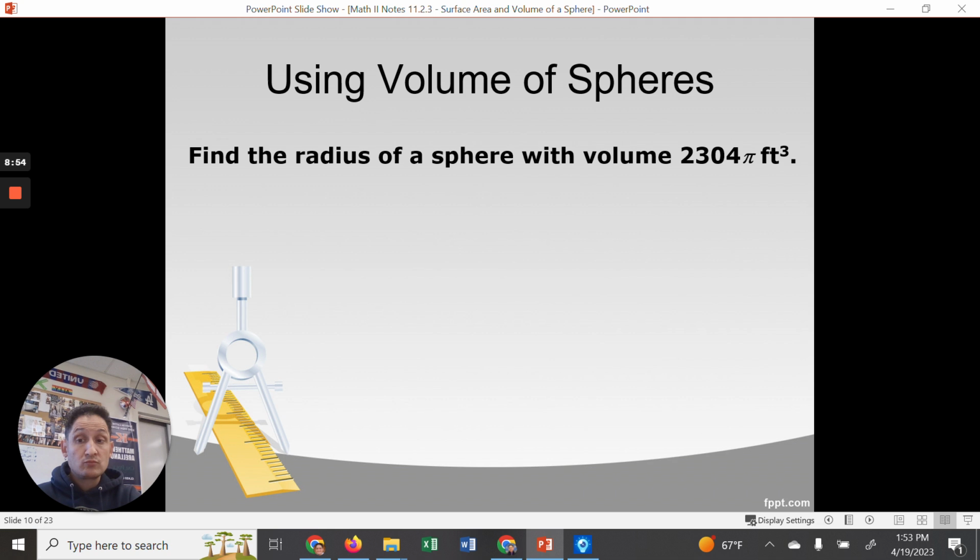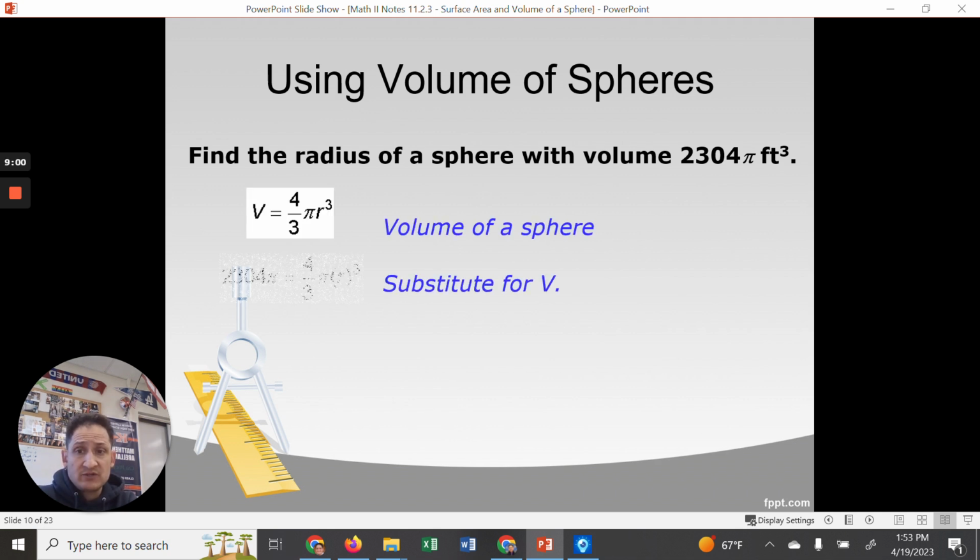How'd you do? 4/3 pi r cubed equals the volume. So I start with the equation and plug in your volume, which I gave you. Pi's cancel. Yay. Divide both sides by 4/3 and take a cube root. You should have gotten 12, at least by now.